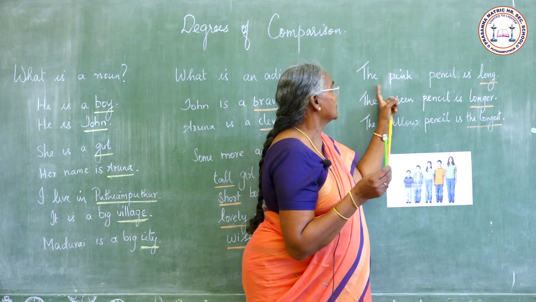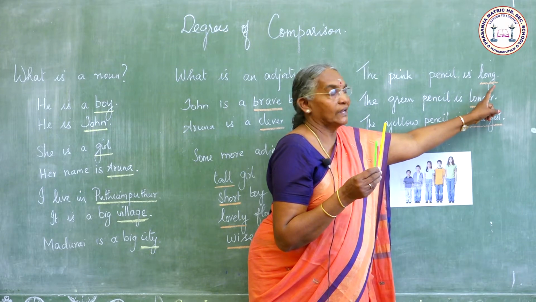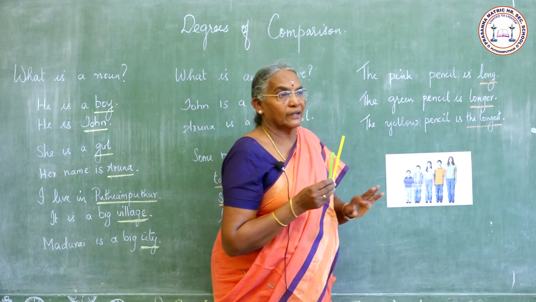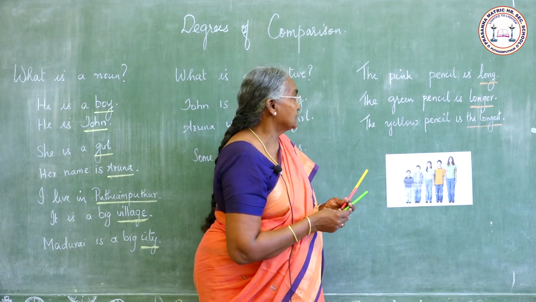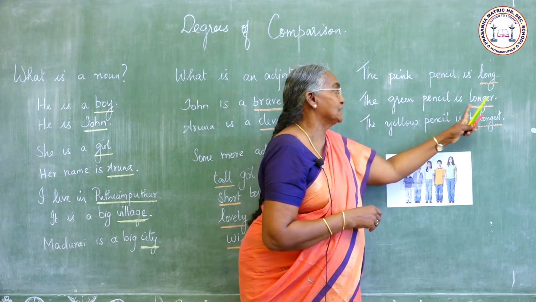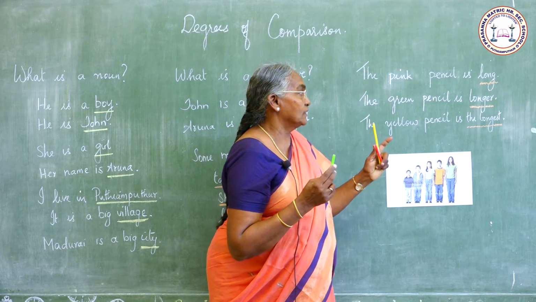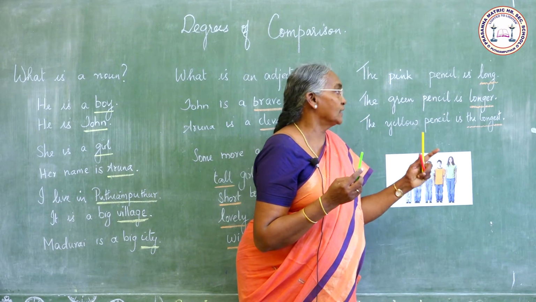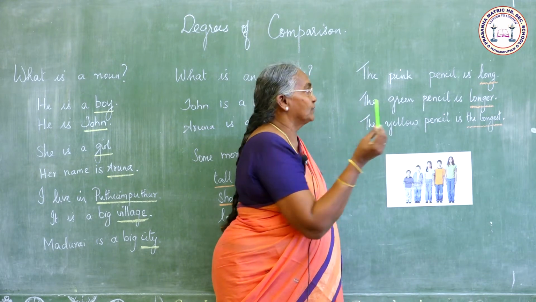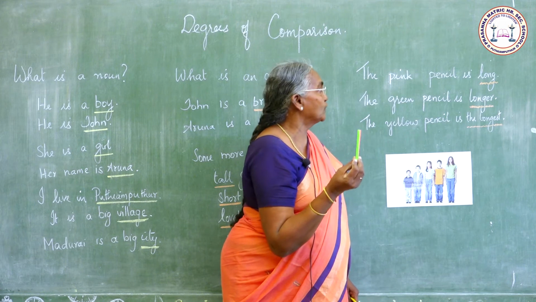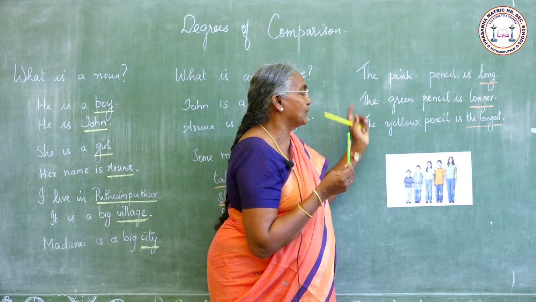In the first sentence, the pink pencil is long. Long refers to the length of the pencil and it is not compared with any other pencil. So this is positive degree. In the second sentence, longer is the comparative. Here the green pencil is compared with the pink pencil, and compared to the pink pencil it is longer.